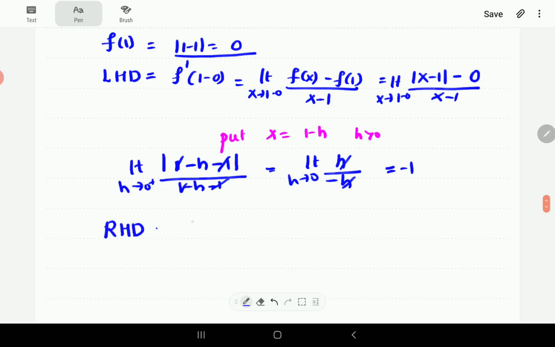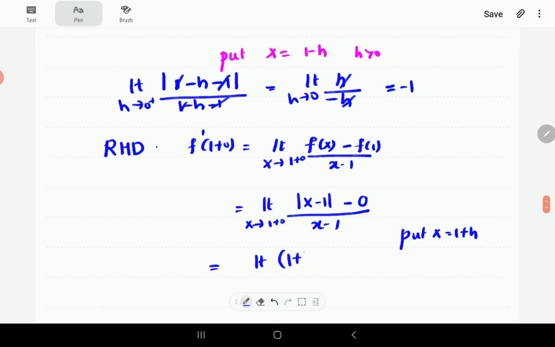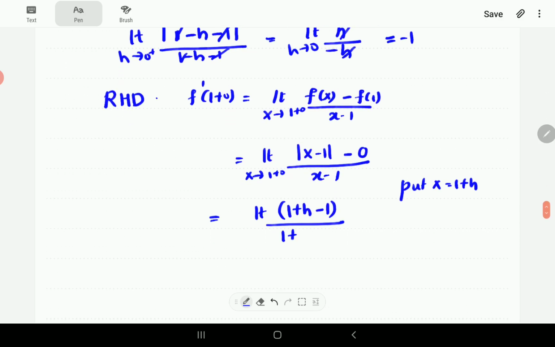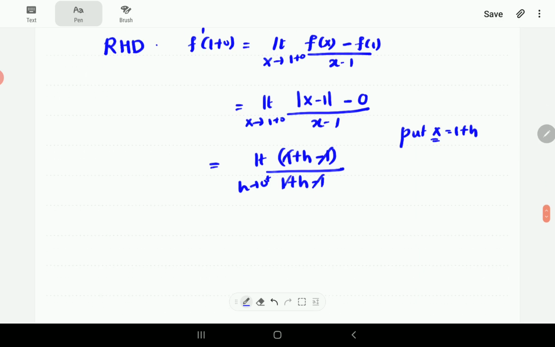For the right hand derivative, again by the definition, we can write this as f dash of 1 plus 0, which is the limit of f of x minus f of 1, divided by x minus 1, as x tends to 1 plus 0. These are all the notations. What is our function? It is modulus of x minus 1, and this is 0 upon x minus 1 as x tends to 1 plus 0. Since it is the right hand limit, we have to put x equal to 1 plus h, and here h is positive, right? So this will give you the limit of 1 plus h minus 1 upon 1 plus h minus 1 as h tends to 0 plus, because as x tends to 1, h tends to 0. So this will be h upon h, which is the limit of h upon h as h tends to 0 plus. So this is simply 1.